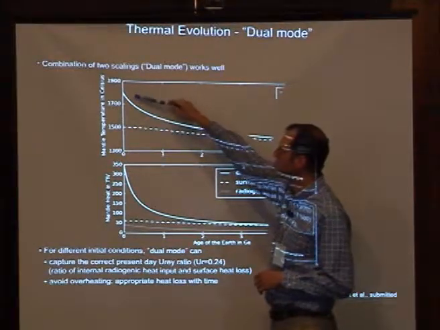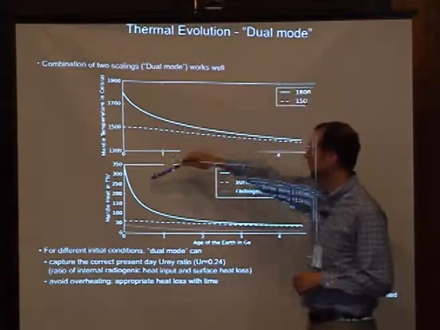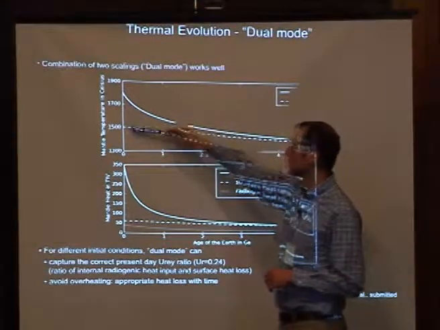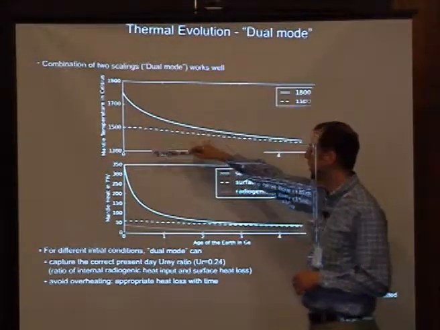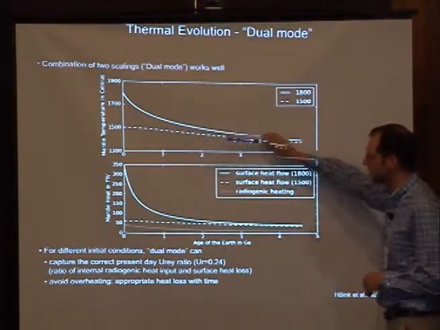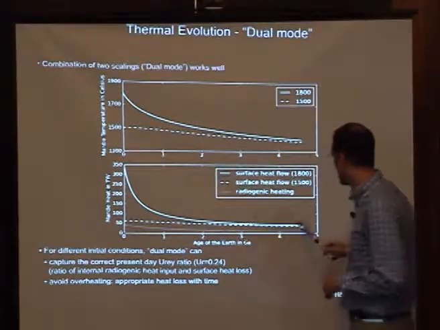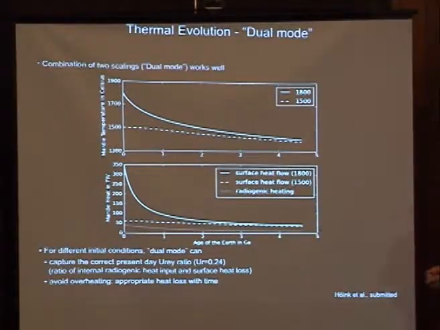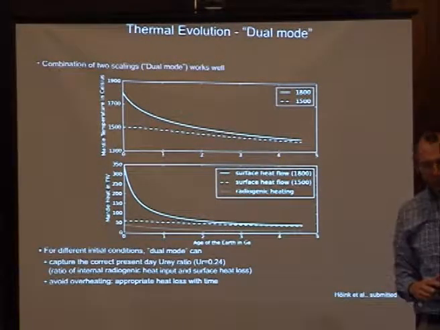And you see if you start warmer, you drop in temperature, you lose heat quickly in the beginning. If you start colder, you cool more slowly, so you don't lose heat as quickly. And you always kind of magically, in a way, end up with a Urey ratio of about 0.2, 0.3, which is great. So this is good. So these are two simulations.